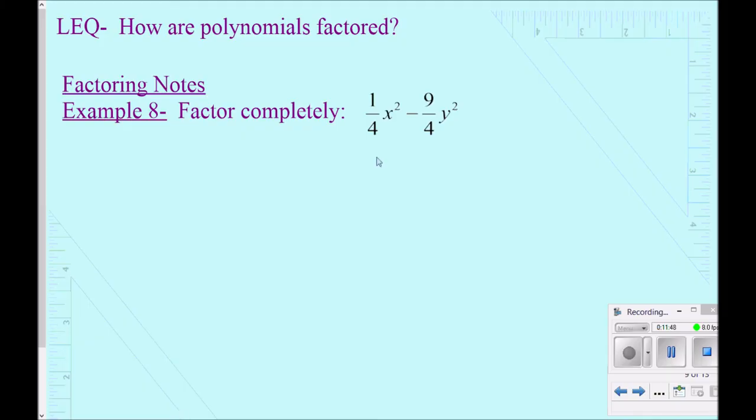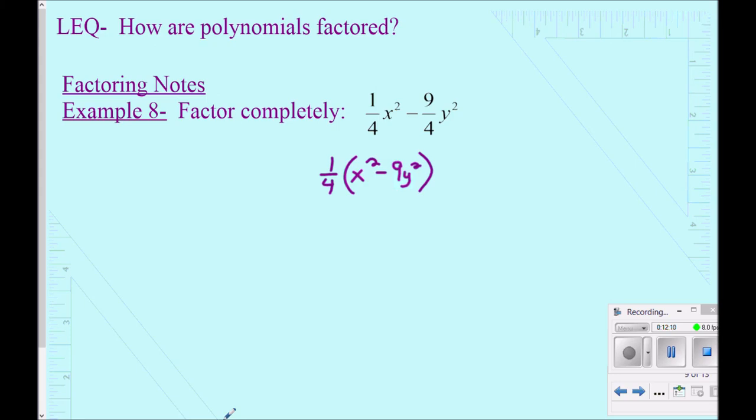So I'm looking here and I see the greatest common factor between 1/4 and 9/4 is 1/4. So I'm going to factor that out. When I factor it out, I'm left with x squared minus, and I'm thinking, what do I multiply 1/4 by to get 9/4? That's 9. And then I still have the y squared there. So that's my first step.